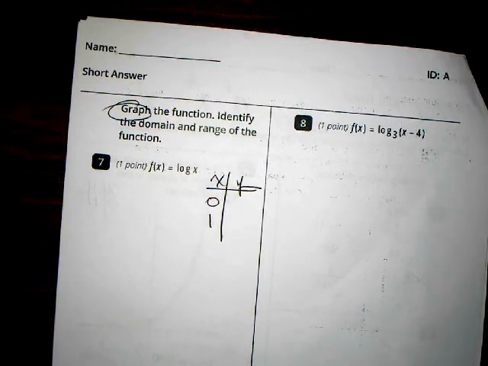Alrighty. So, given that that's the case, let's pull up our table. Control T here, and get us some values.